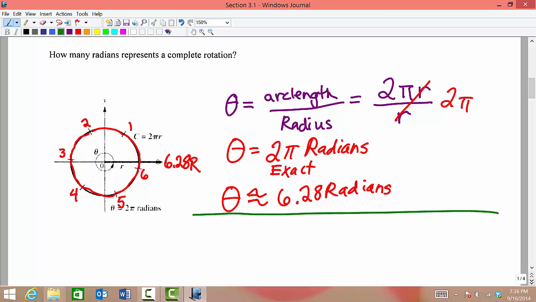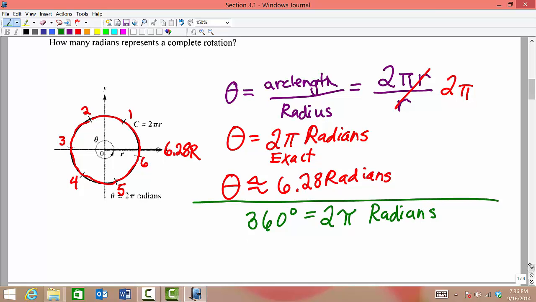Now in the past we have talked about degrees. 360 degrees used to represent a complete rotation in degrees, or it does represent a complete rotation in degrees, but now that we're measuring in terms of radians, 360 degrees is equivalent to 2 pi radians. So these really represent exactly the same thing, a complete rotation all the way around a circle. This is just 2 different ways of measuring that complete rotation, in terms of degrees and in terms of radians.